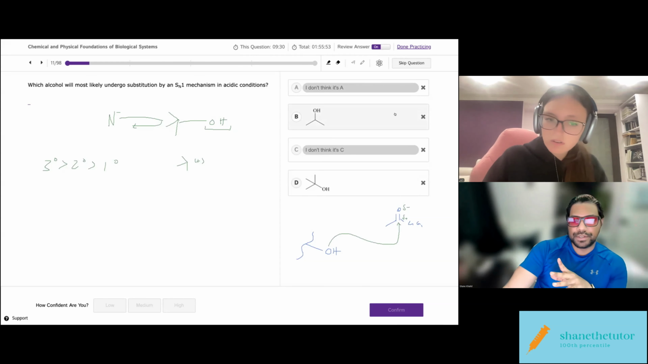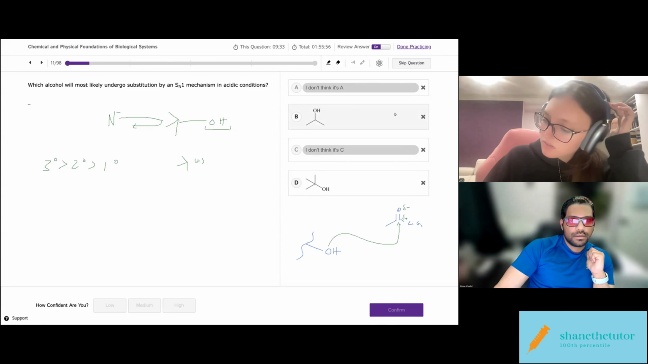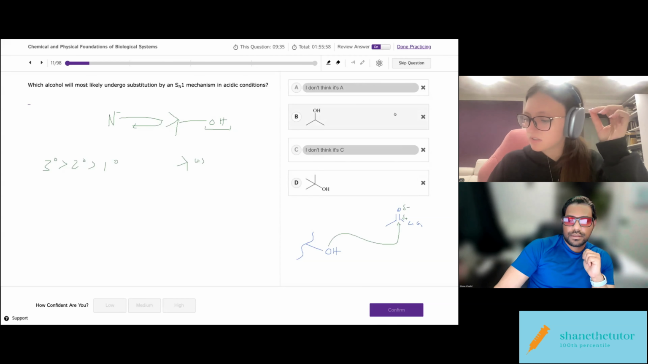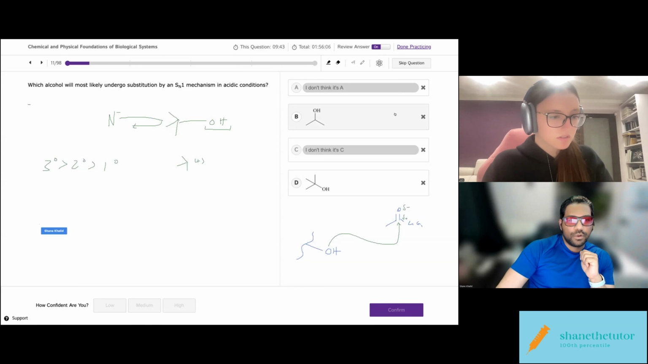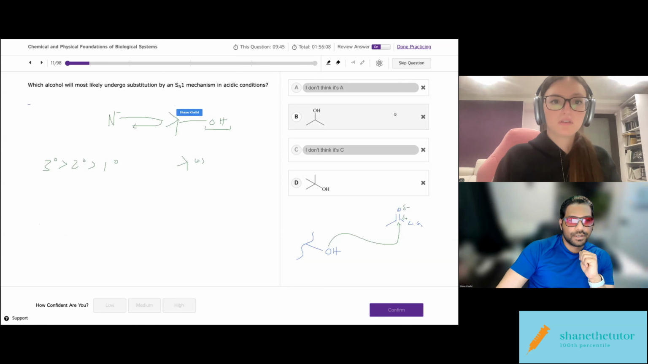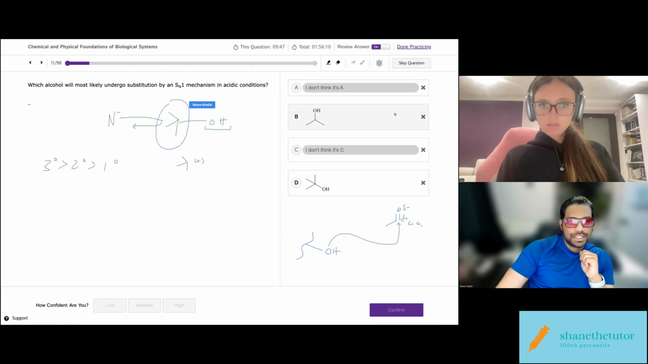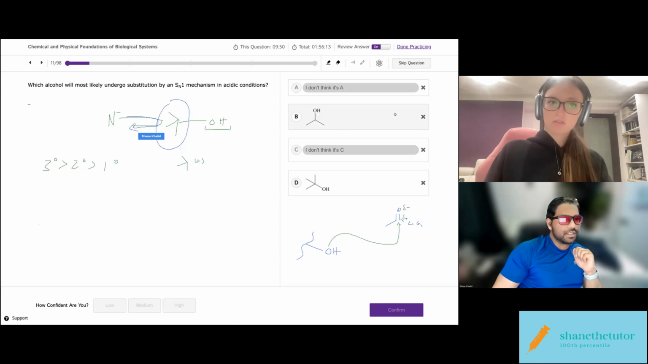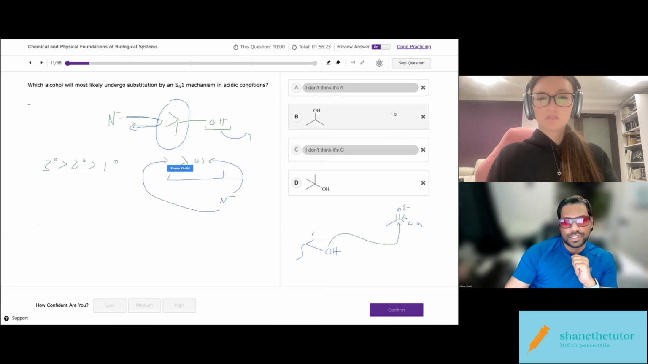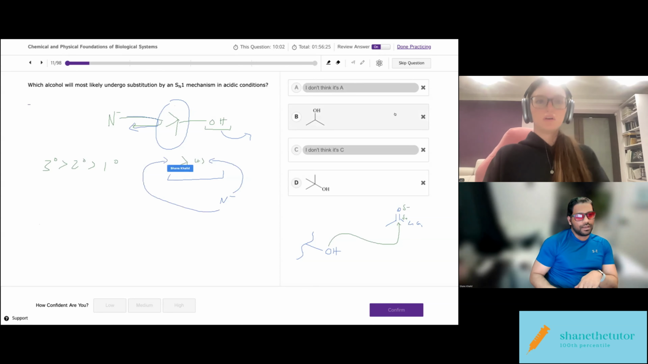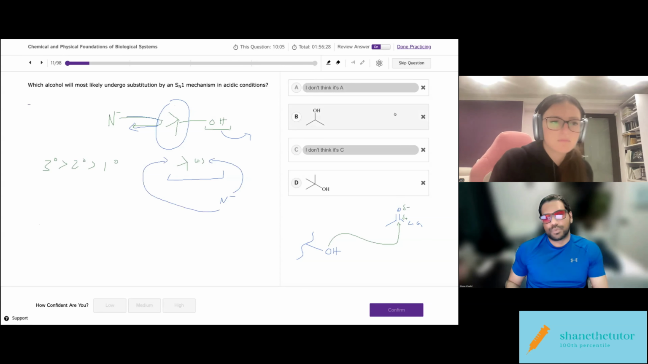SN1 happens when there's a weak nucleophile and the electrophile has steric hindrance, like here. So the nucleophile can't really do what it wants to do. It has to wait until the leaving group leaves and you get the carbocation intermediate. Then the nucleophile can attack from either side, giving you a product that's racemic.